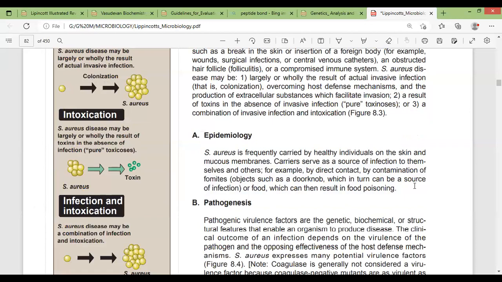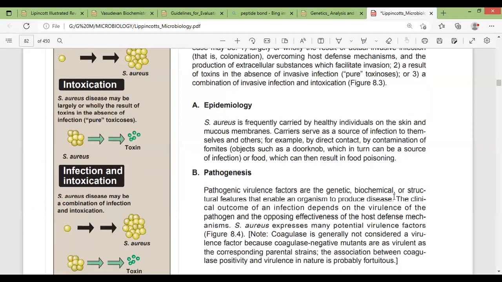But you can also get it from fomites such as surfaces, such things. That's why if someone unhygienic is cooking your food, and there's some Staph aureus and they are not washing their hands, you can end up getting food poisoning and all this stuff.